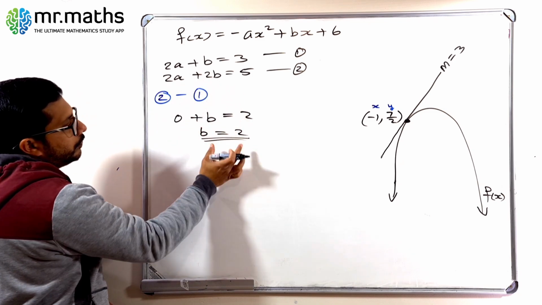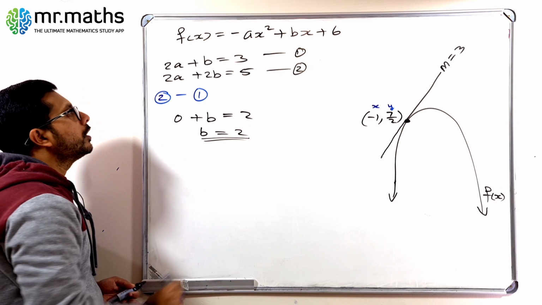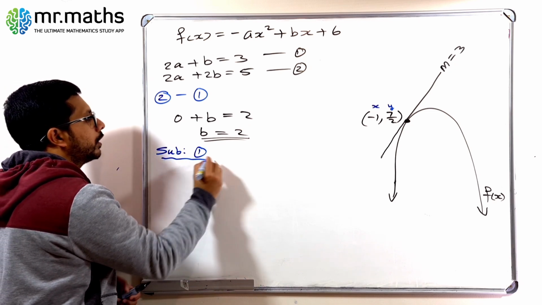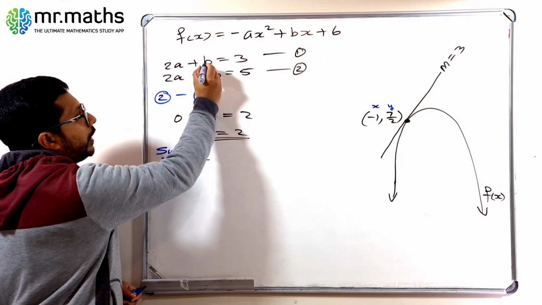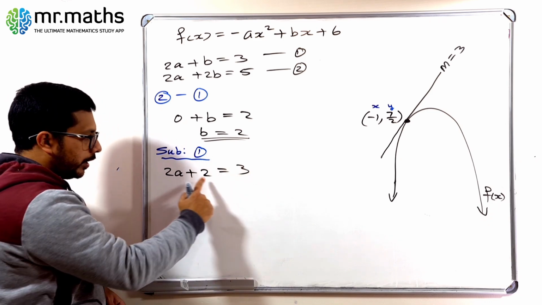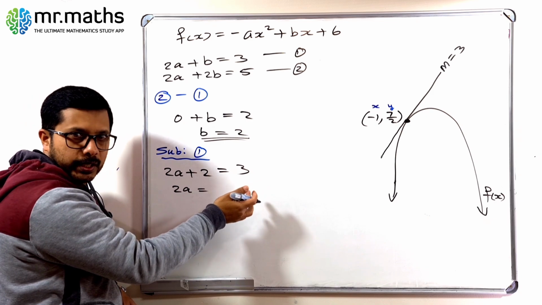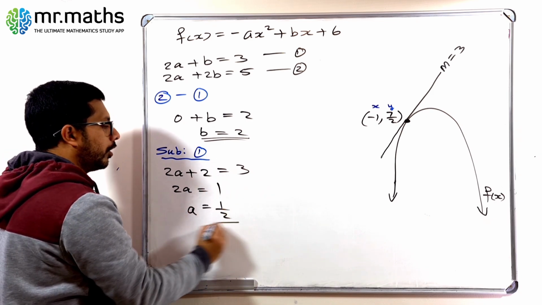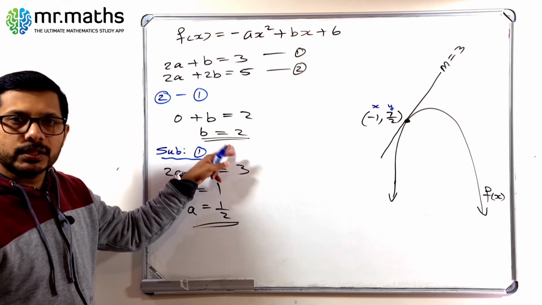Now next we have to substitute this value in any one of the equations. Okay, so we can substitute in equation number 1. So what is that one? 2a plus b, what is b? 2, is equal to 3. Take this 2 to the other side. So it is 2a is equal to 3 minus 2. Am I right? So it is 1. So what is a? a is equal to 1 over 2. So we got the value of a as 1 over 2 and b as 2.